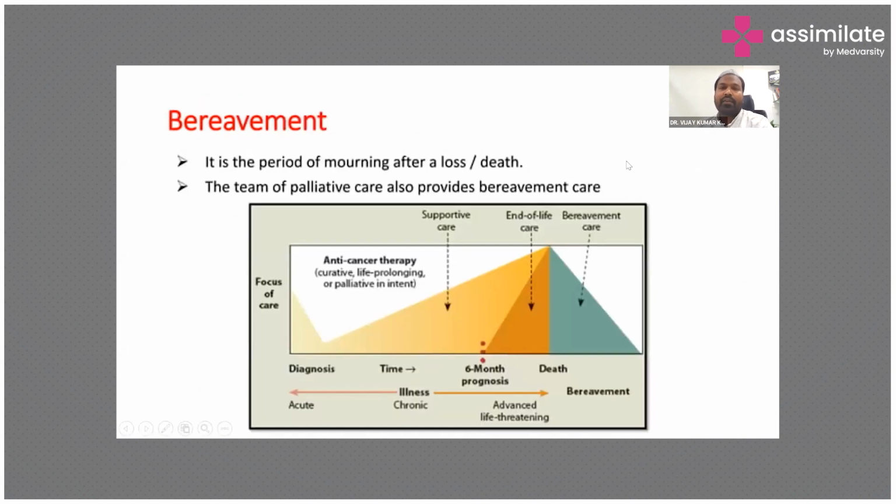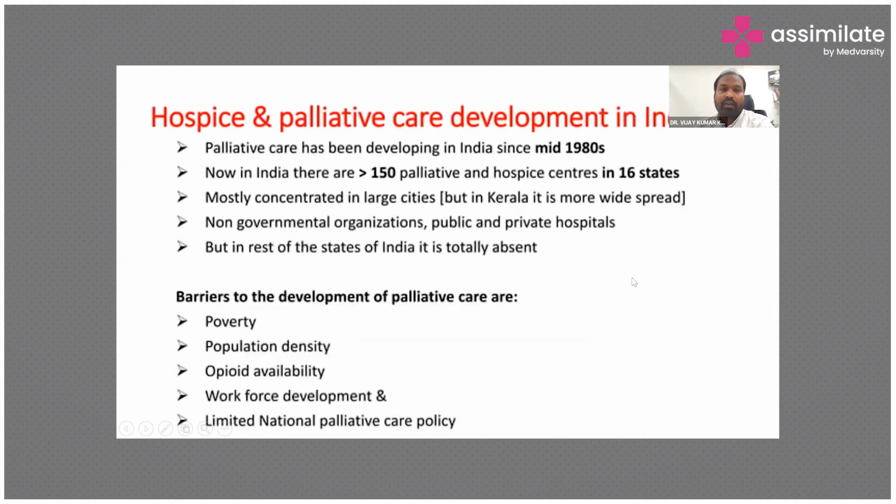So as I said, palliative care doesn't end with the patient's death. Even after death, we do counsel the patient's family for any psychological burden, which is called bereavement care. So if you see palliative care and hospice care development in India, it is slowly picking up the pace. There are more than 150 centers in over 16 states available as of now. It is widely spread in Kerala, and in other states it is modest to low.